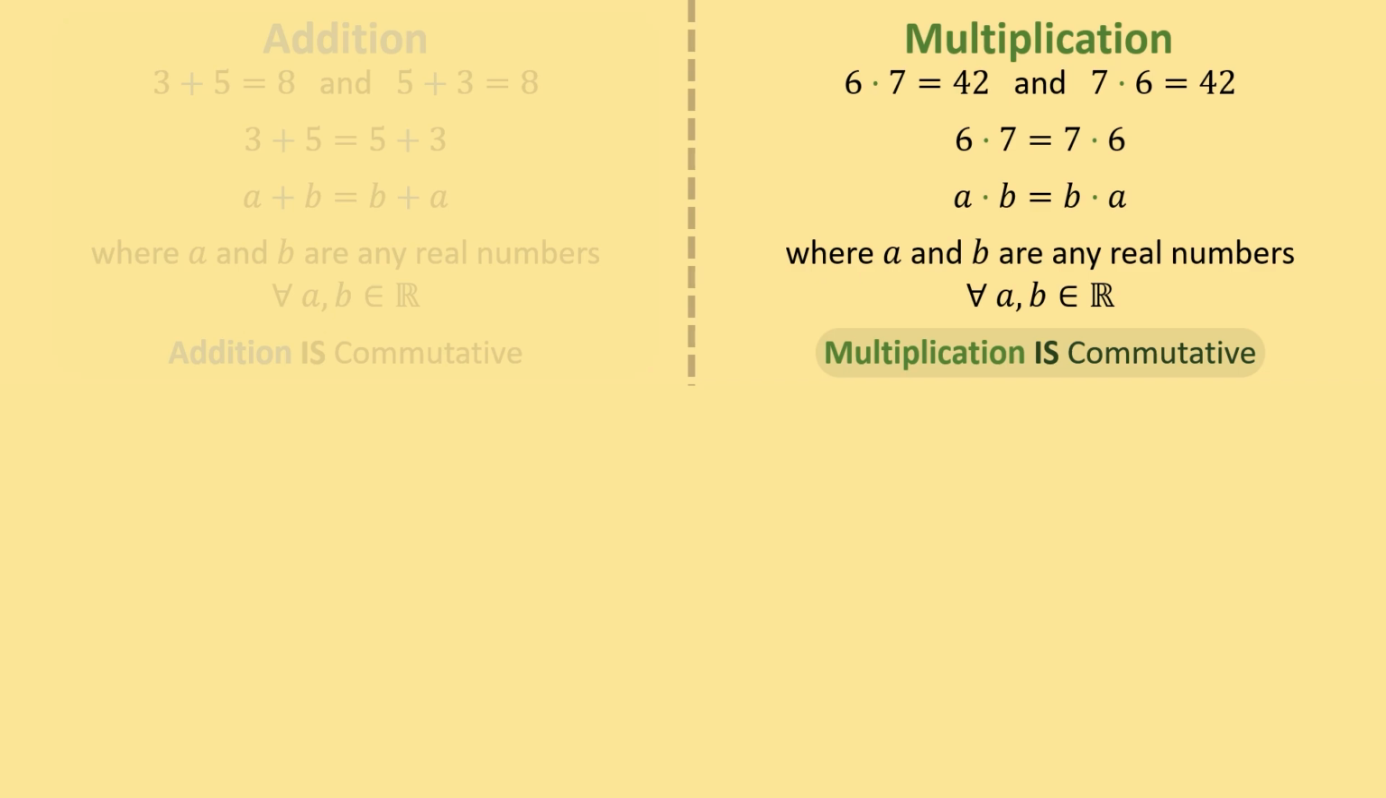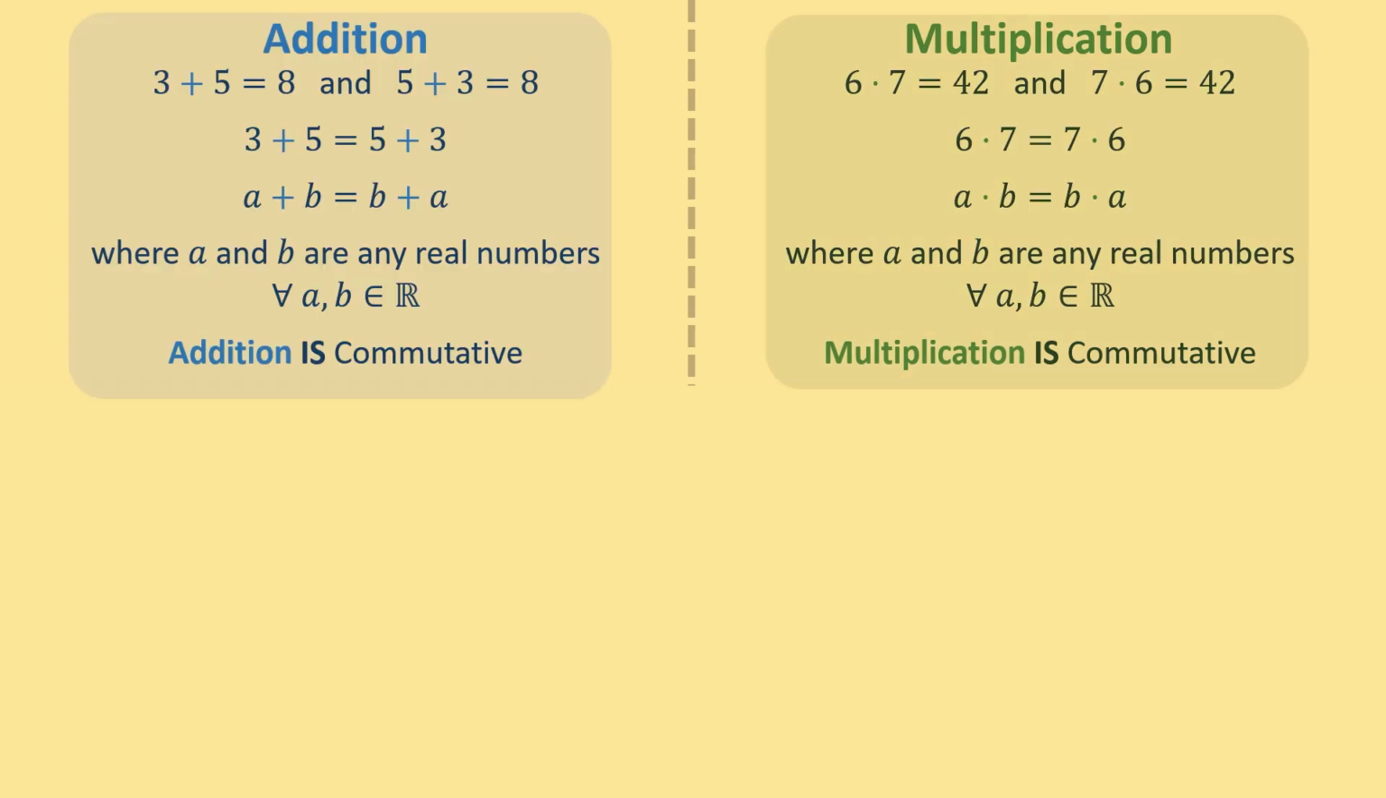The key idea here is that for addition and multiplication of real numbers, the order of the operands does not affect the result. You are allowed to rearrange terms that are being added together, or you are allowed to rearrange terms that are being multiplied together.